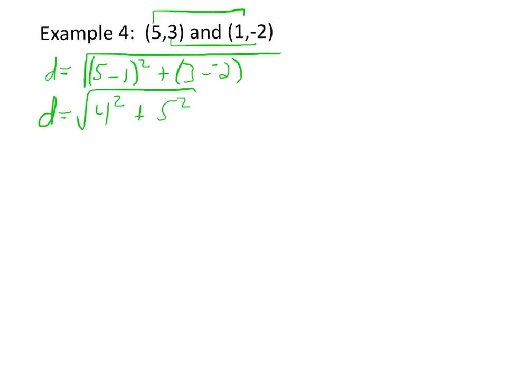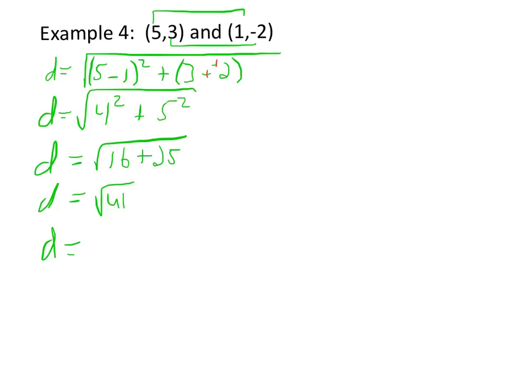So again, remember that plus and negative, or minus and negative, is plus. Distance then is equal to the square root of 16 plus 25. Distance then is equal to square root 41. And we can take the root of that and get a decimal. And that would be approximately 6.4.